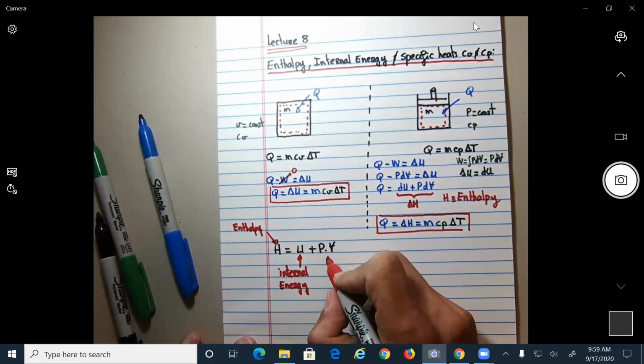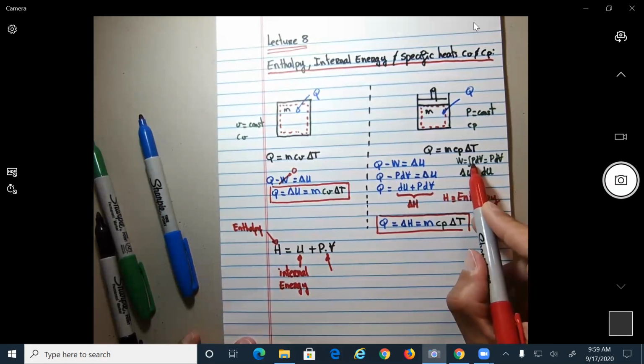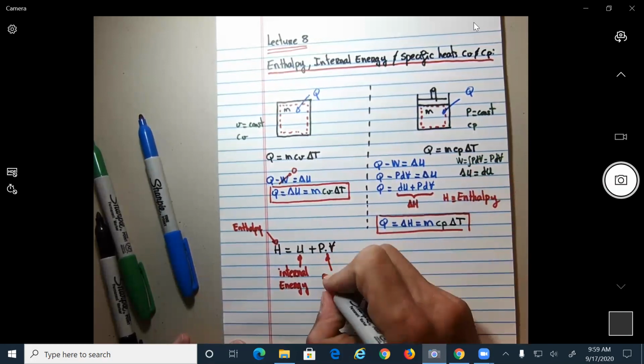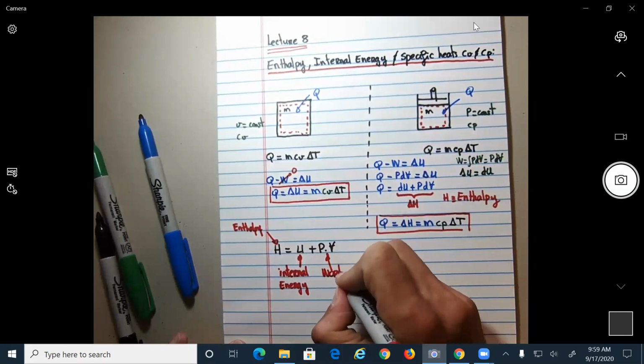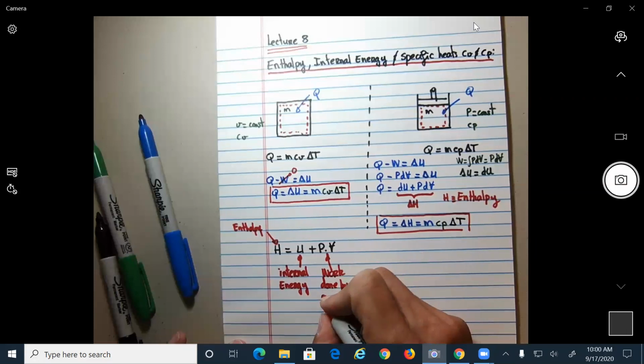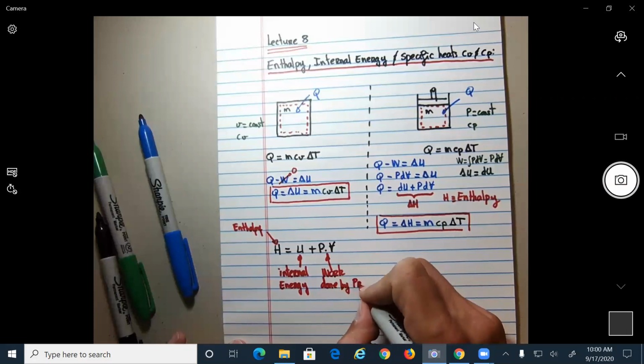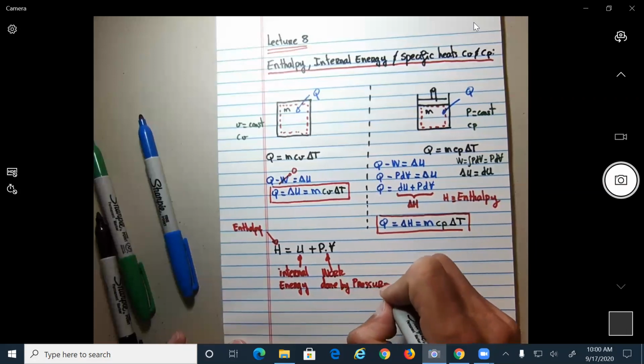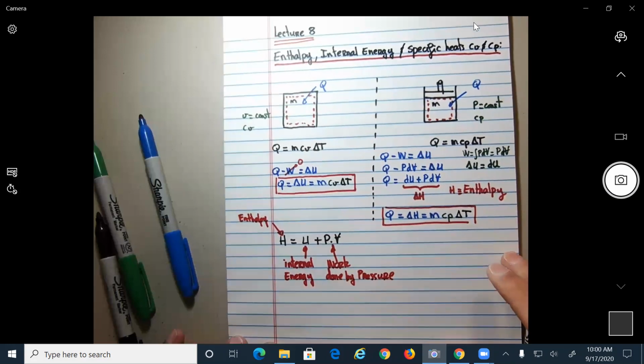And what is this term? This term came from this one here, no? Which is work done by pressure. So this is work done by constant pressure. I don't put constant, but basically it should be the term constant.